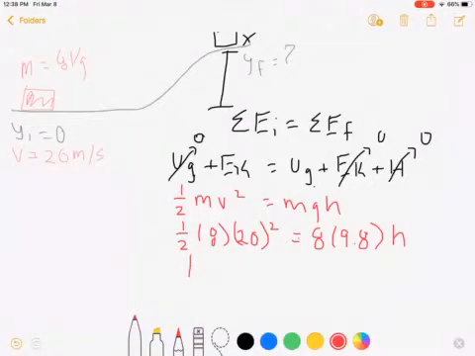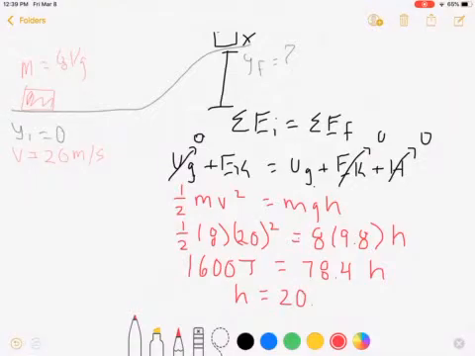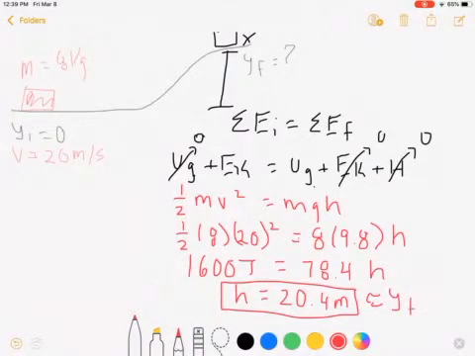So I'm going to get 1600 joules is equal to 78.4 times h. And the units there are meters squared per second squared. Divide both sides by 78.4 to get h by itself, and we determine that our object will reach a height of 20.4 meters from the ground. So that's the same as my final position.